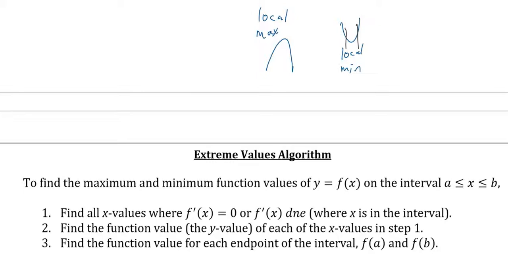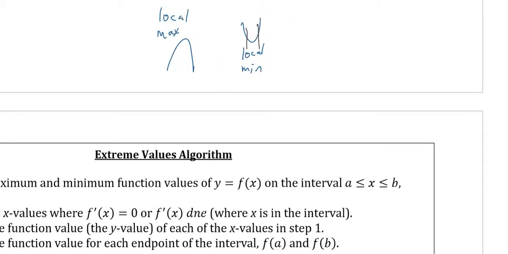Heads up, there's one other common place that we see horizontal tangent lines where the derivative is 0 that is not a local max or min.